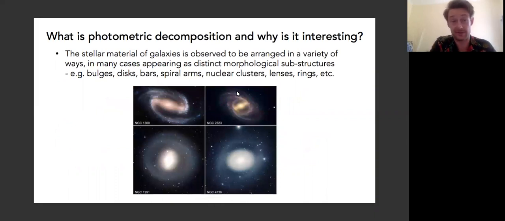So to start with, for those of you who aren't big fans of photometric decomposition, the justification for photometric decomposition studies would be this. The stellar material of galaxies is observed to be arranged in a variety of ways. Depending on the band we observe in, we see some very striking morphological features, these substructures like bulges or disks or bars and spiral arms.